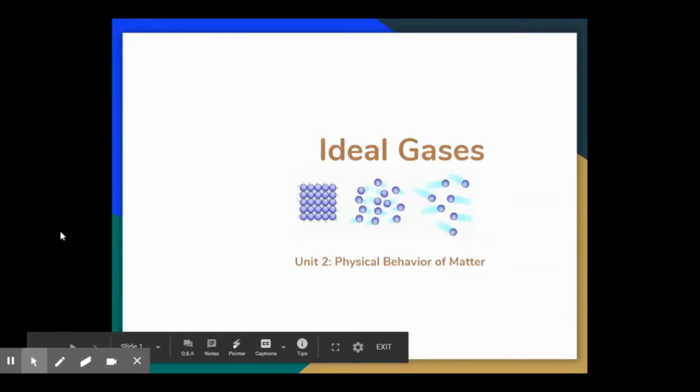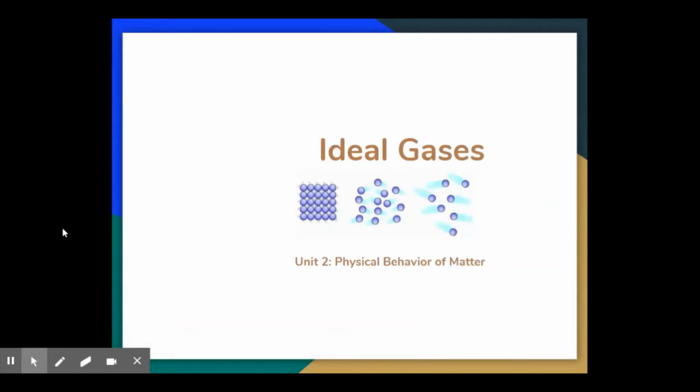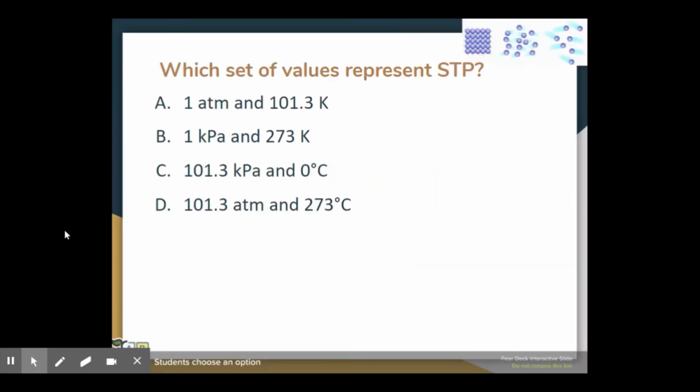In this video, we'll discuss ideal gases. But before we discuss ideal gases, let's do a little bit of review. So, we have some values here. Which set of values represent STP?